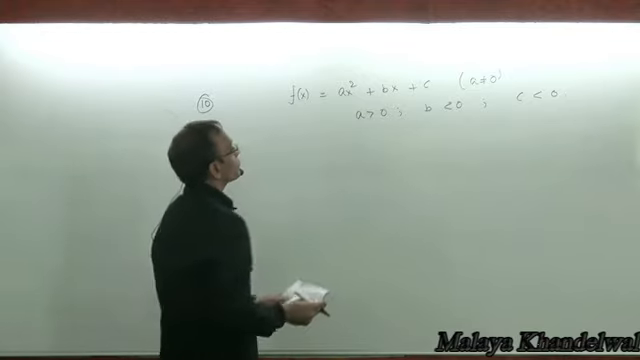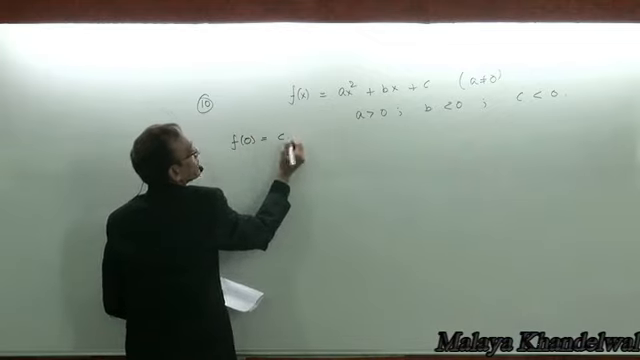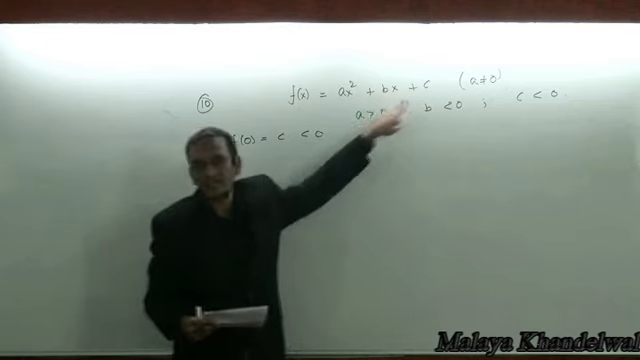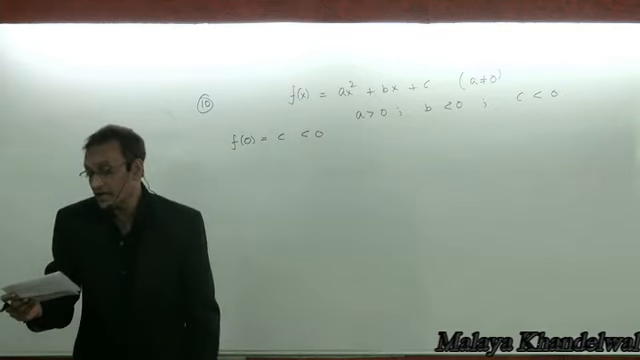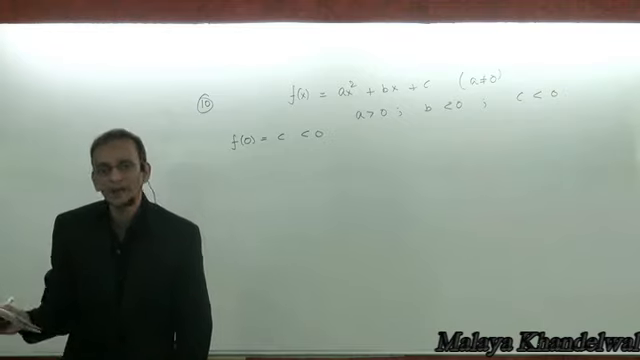Now, f(0), the value of the function at x equal to 0, is c, which is less than 0. Isn't it? Now, look at the three graphs. Only B gives me a negative value at x equal to 0. Isn't it? Only in option B.